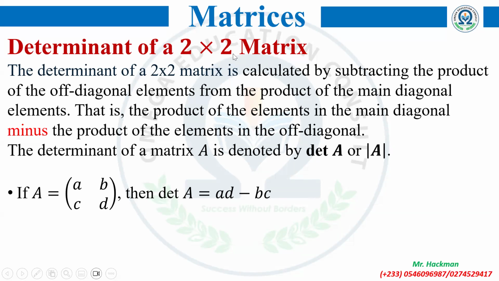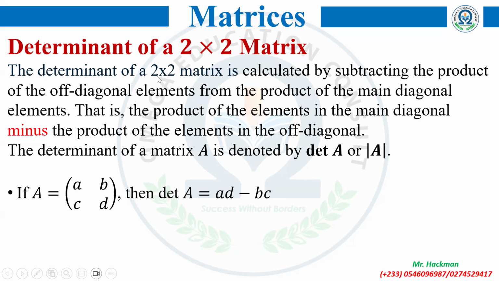So let's look at our last concept, and we are done with matrix: the determinant of a 2 by 2 matrix. In fact, you can find the determinant of a square matrix, and square matrices include 2 by 2, 3 by 3, and so on. But we are going to concentrate on 2 by 2. When you move on to form 2, you look at the 3 by 3. So let's look at what we have here.